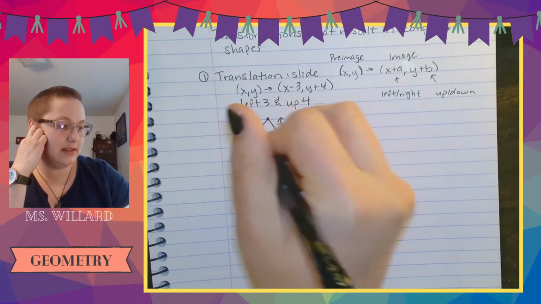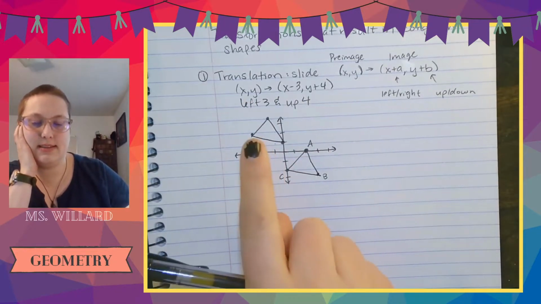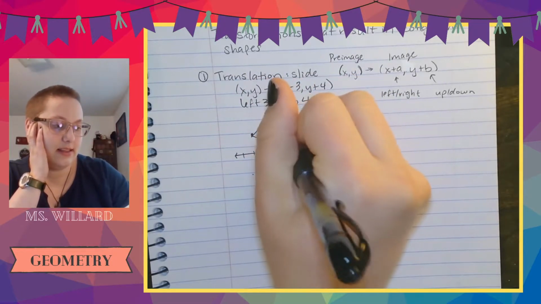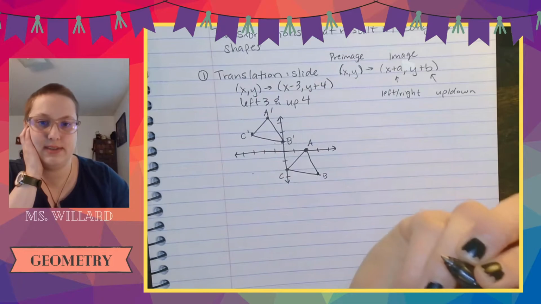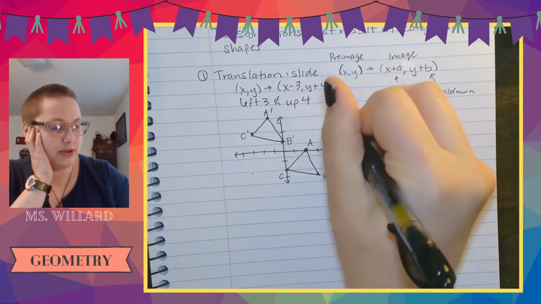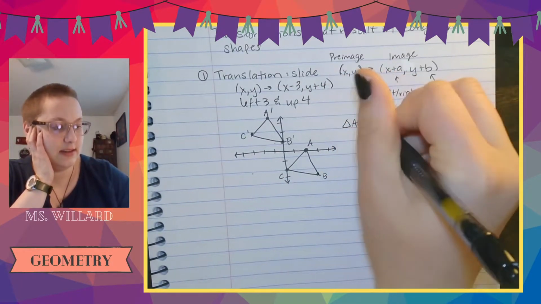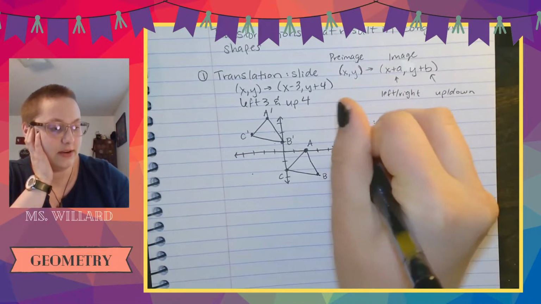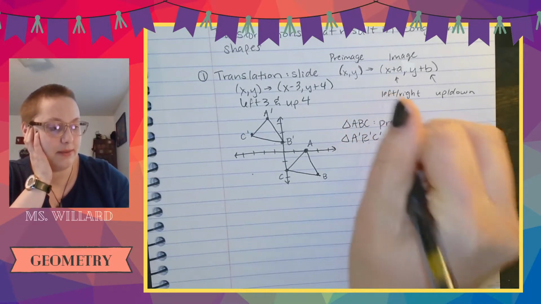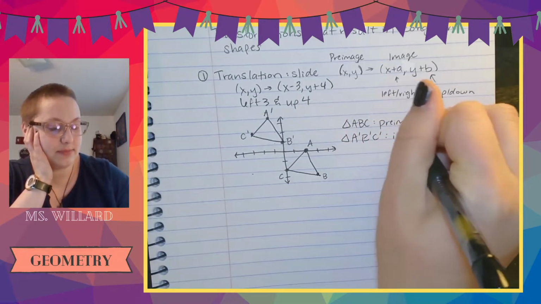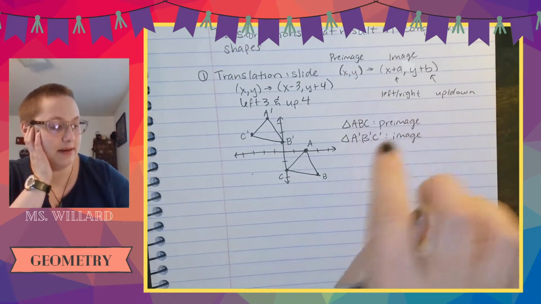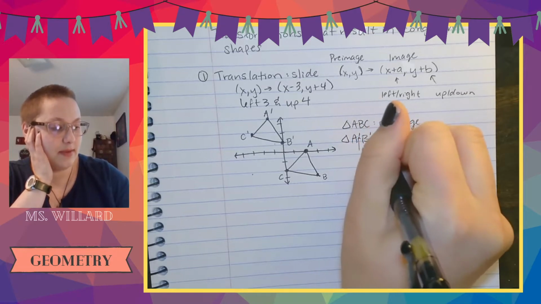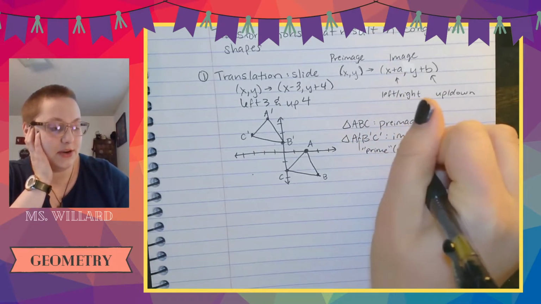Okay, now this was the pre-image. This is the image. What we say is this is the new A, the new B, and the new C. So triangle ABC is the pre-image, and then triangle A prime, B prime, C prime is the image. And this little thing says prime, and it means the new.